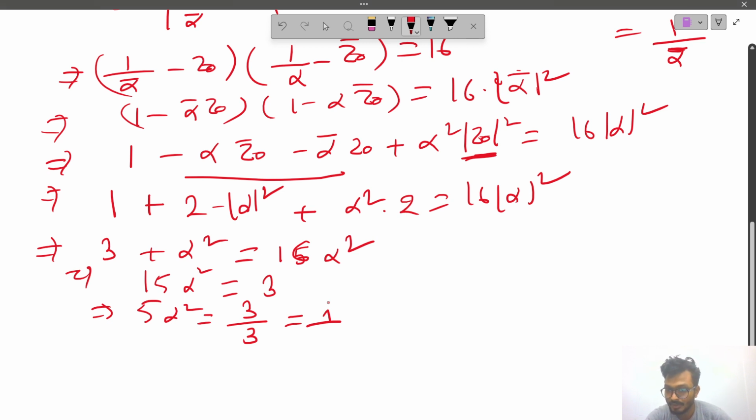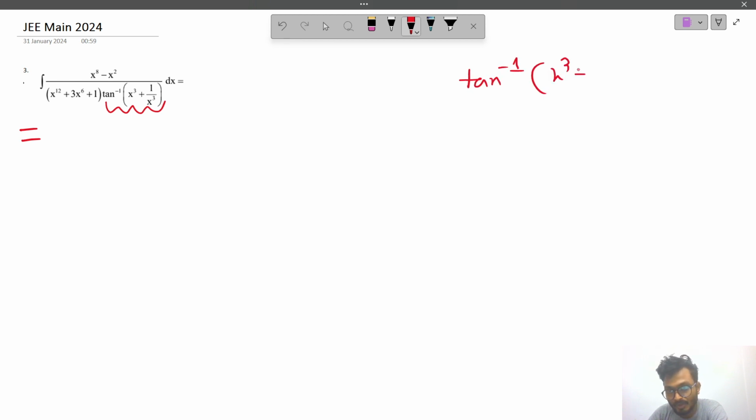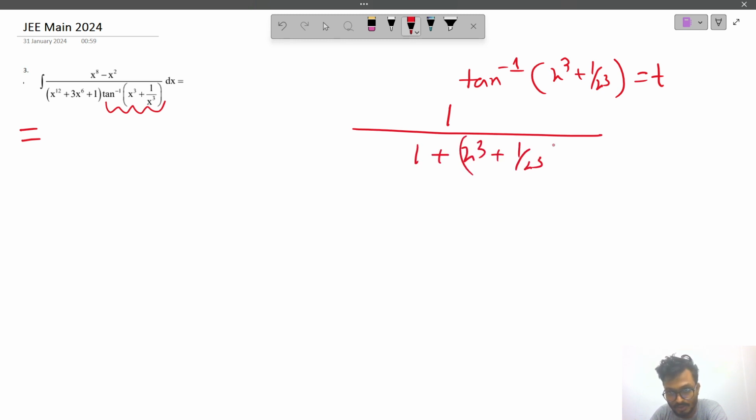So let's look at the third question. In the third question we have to integrate this equation. So let us suppose that this is our t: tan⁻¹(x³ + 1/x³), suppose this is our t, right? So let us take the derivative of both sides with respect to x. What we get? 1 + (x³ + 1/x³)² into the derivative of this, so this is 3x² - 3/x⁴, dx equals dt.